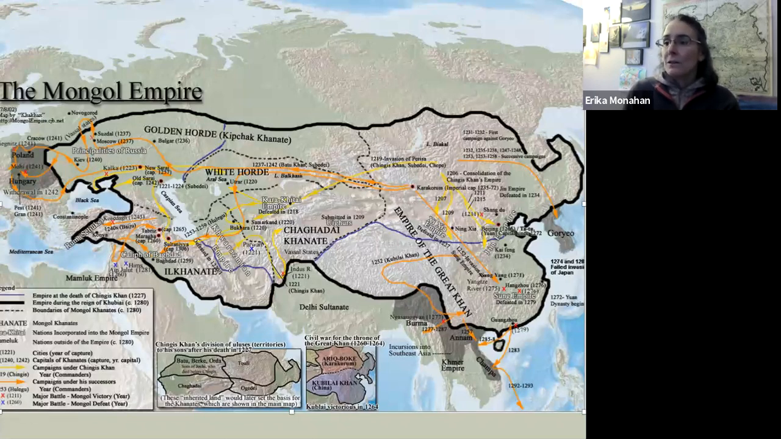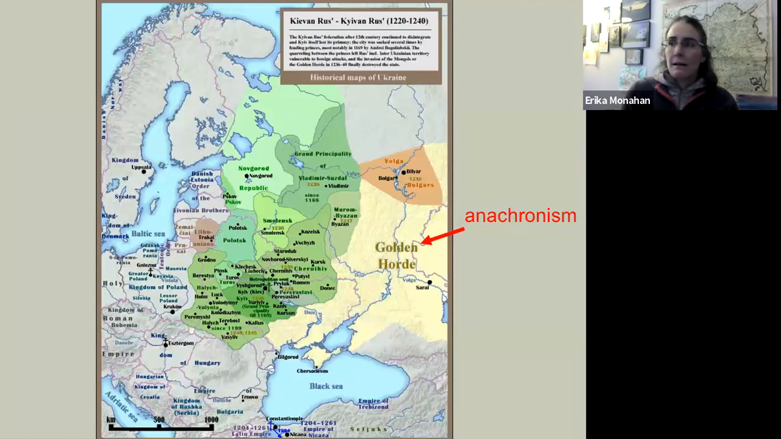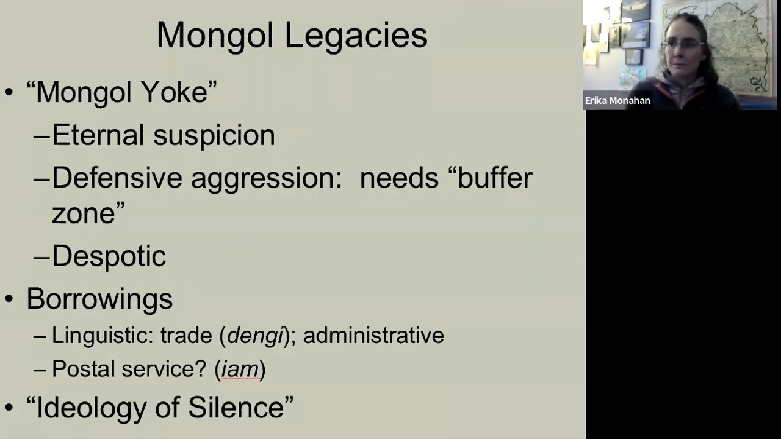Now, a final note, getting ready to bring our story back to Muscovy, where we're going next. And that has to do with the legacy of the Mongols. Now, here, by the way, you can see all these maps. Technically, seeing Golden Horde is an anachronism, as we talked about. But let's talk a little bit about the legacies of the Mongol yoke.